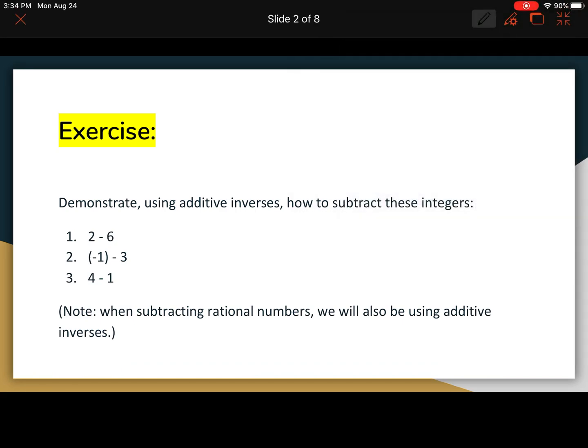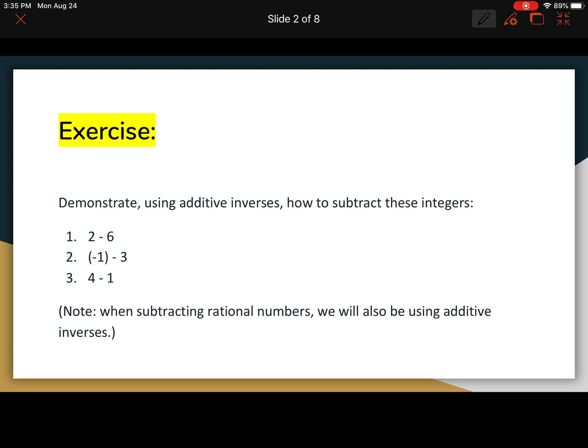We want to demonstrate using additive inverses how to subtract these integers. I'm going to give you about a minute or so to do this yourself, and then I'm going to solve through it with you. All right, so that probably wasn't a minute, but if you guys aren't done, you can always pause the video.